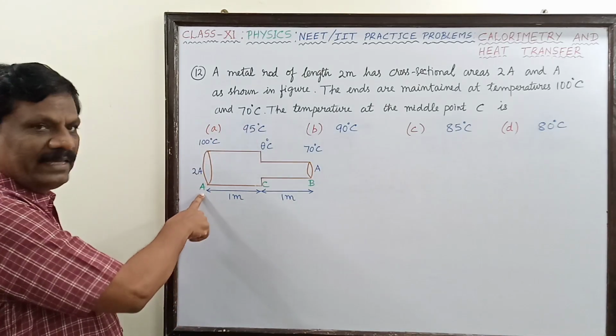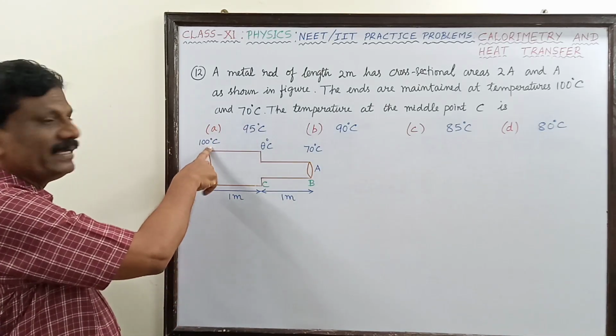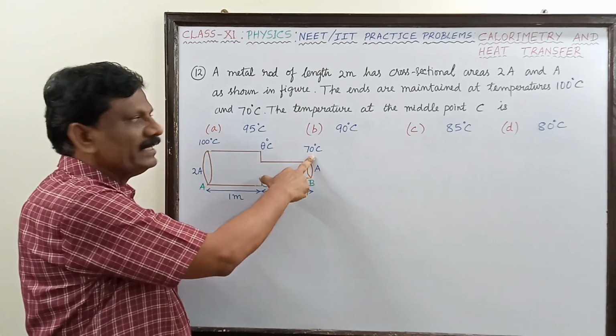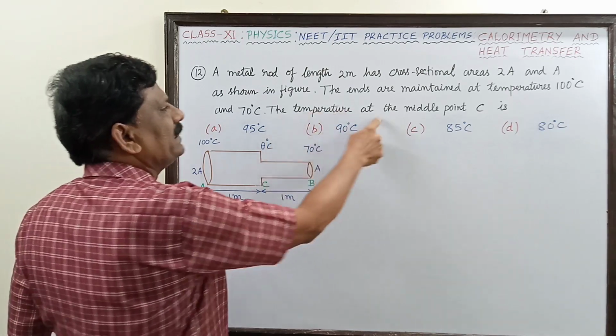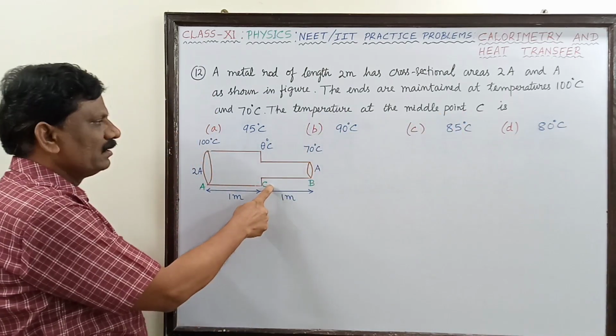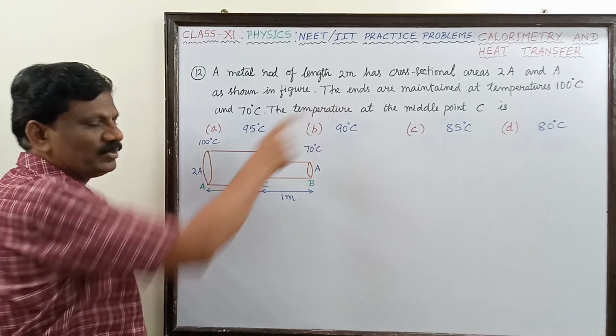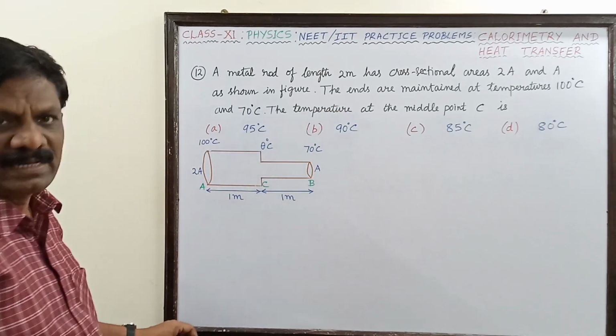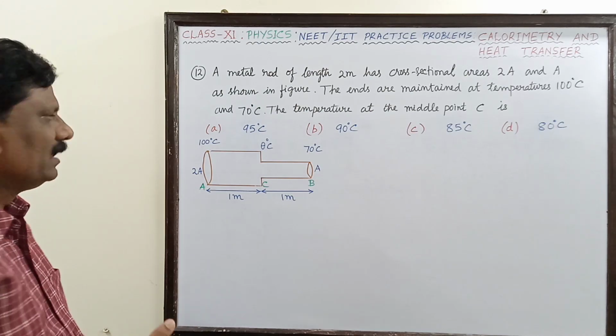So this is end A of the rod which is maintained at 100 degrees Celsius. And this is end B of the rod which is maintained at 70 degrees Celsius. Now the temperature at the middle point C, that is theta degrees Celsius, has to be determined. So this is based on the concept of thermal conductivity of a metal.